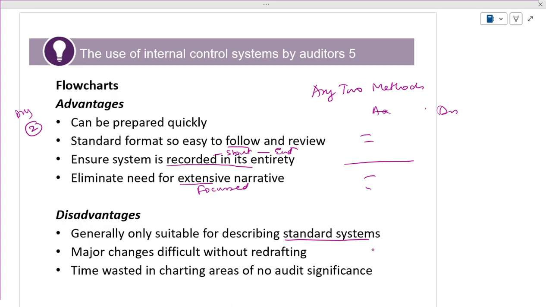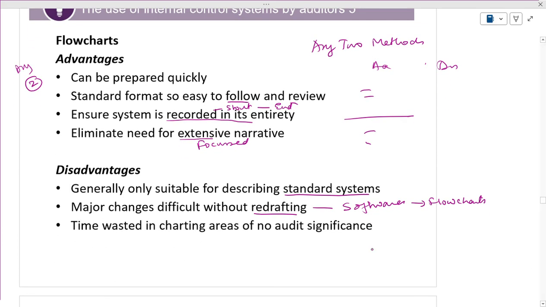If it is standard systems, it will work. We cannot change. We cannot redraft. Major changes are just difficult. If you want to do it, we have to prepare a new flowchart. Now we have software exclusively for flowcharts, where we can redesign also. This is not our topic, but I am giving you an explanation for that.